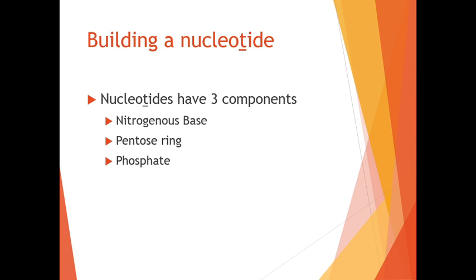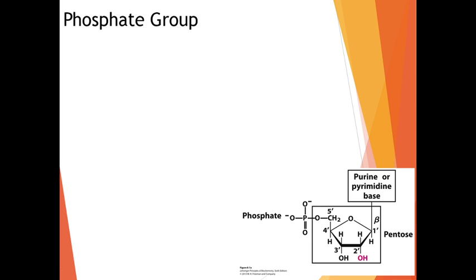So how do you build a nucleotide? Well, nucleotides have 3 components, as I said before: nitrogenous base, pentose ring, and phosphate. Let's try and understand the phosphate group in nucleotides. Phosphate group is negatively charged at neutral pH. This is really important. Charge is a very important property of a nucleotide and also nucleic acids.